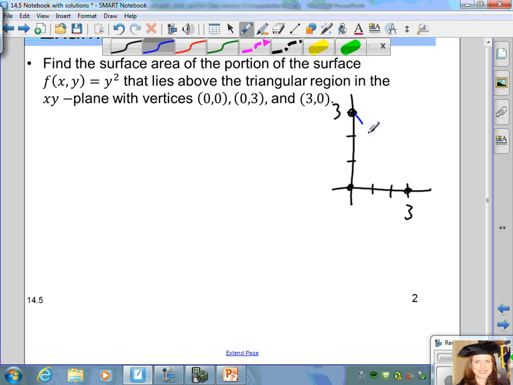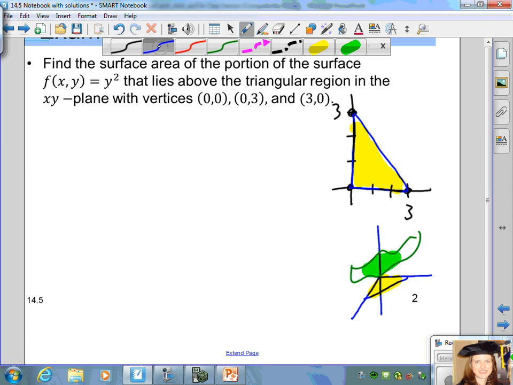This is a triangular region, and the shaded region here is our base region of the three-dimensional surface. And we want to find the area of the portion of the surface that lies above this triangular region. So if you wanted a perspective drawing, it would be this region in the xy plane, and then you would have a portion of this surface that lies above it. Again, I'm not going to take the time to graph it, but we want to find that portion of the surface that lies above that base region.